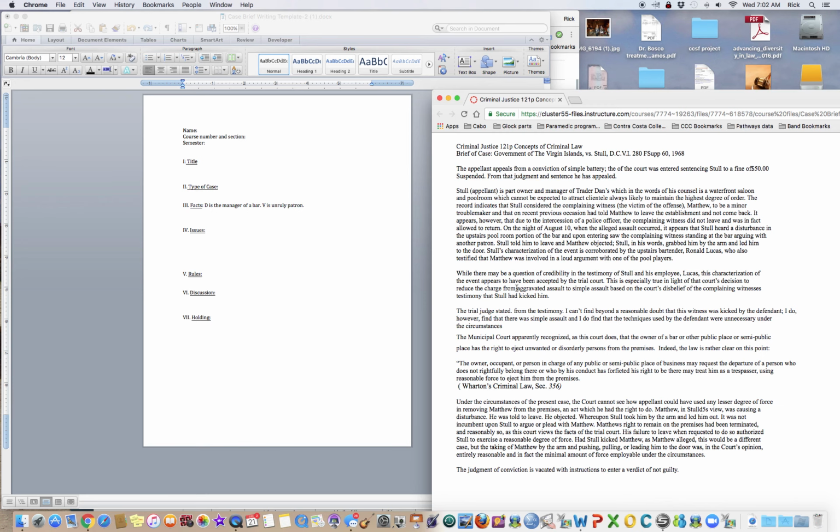That was the original charge, down to simple assault. So what that tells me is I can ignore all this, because it doesn't matter. You can state it in the facts, but don't make it part of your issues, because it's already been resolved by the court. In other words, you can't say, did he kick him? Well, here they don't believe he kicked him, so don't even go there. It just muddies up the waters, right? So you need to move all that stuff over here.